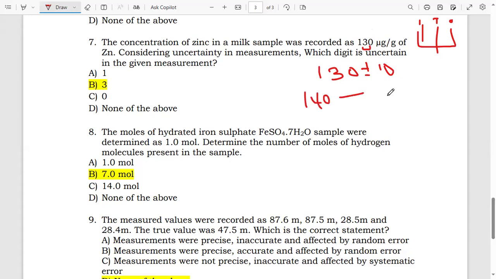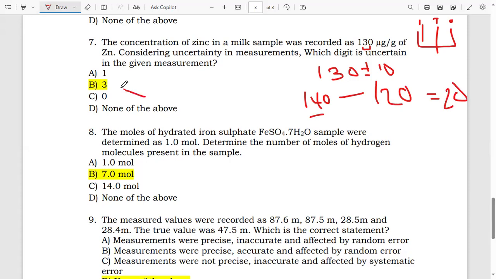The lower reading will be what? 120. So 130 plus 10, you get this. 130 minus 10, you get this. So to find the range, you just subtract these two. So the range will be what? 20. So in case they ask you, that's how you do it.